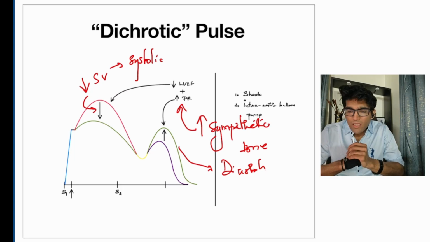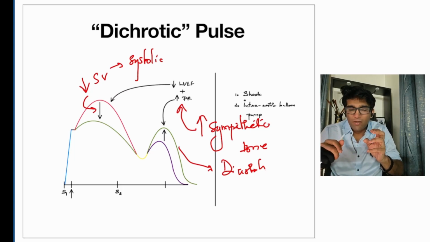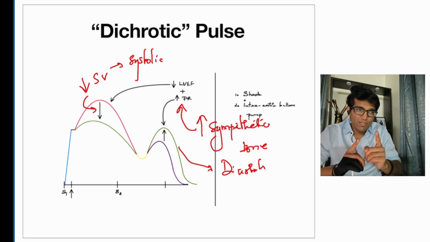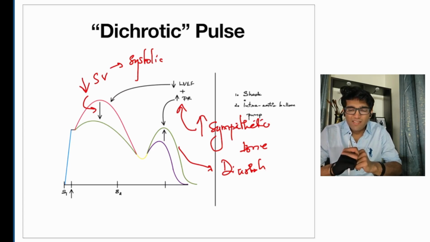Now, in patients who have an intra-aortic balloon pump, the pump can produce a pulsation during diastole. It produces two separate pulsations, so that can look like a dicrotic pulse. There are two pulsations, one in systole and one in diastole, but that is just a false positive.